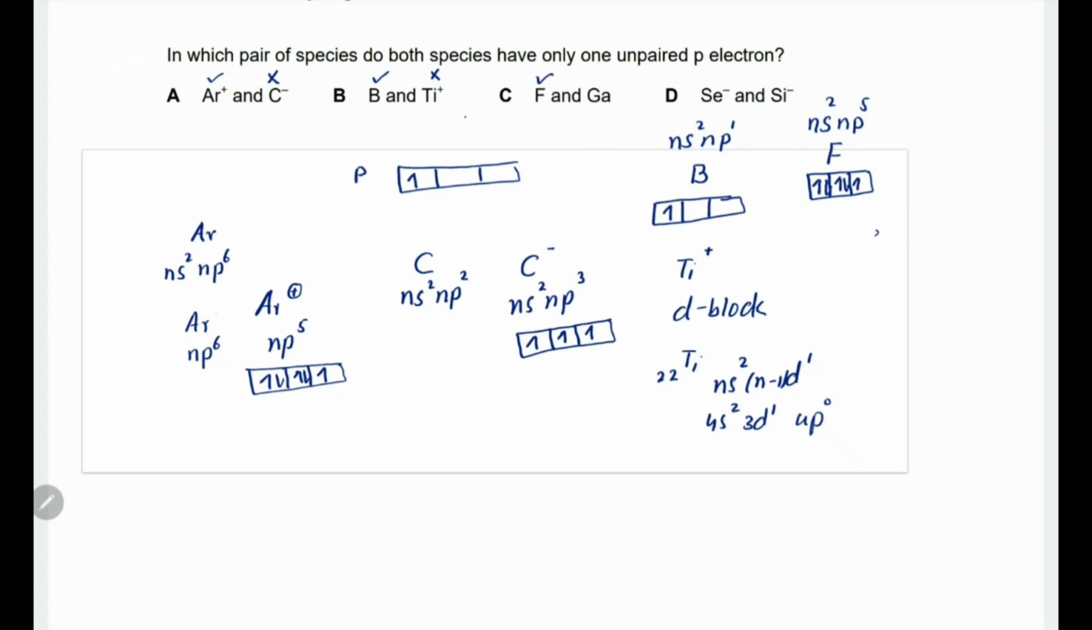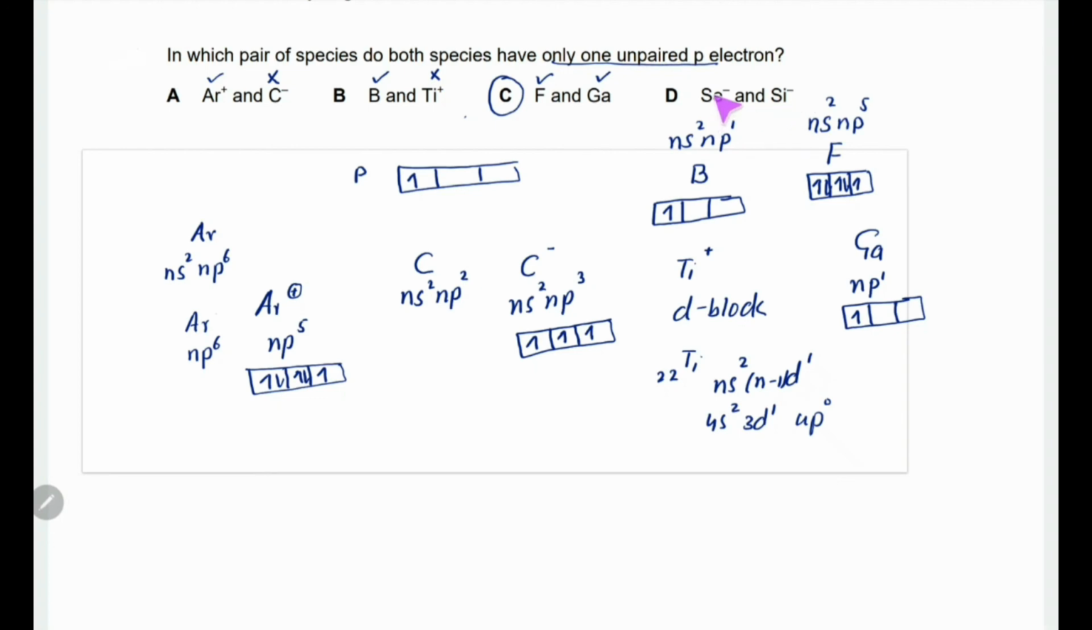Gallium belongs to group 3A, again the boron family. So gallium has np1 configuration. np1 configuration means there is one electron in the p subshell, and that electron is unpaired. So it is according to our question. So the correct choice is choice C, in which both species have only one unpaired p electron.